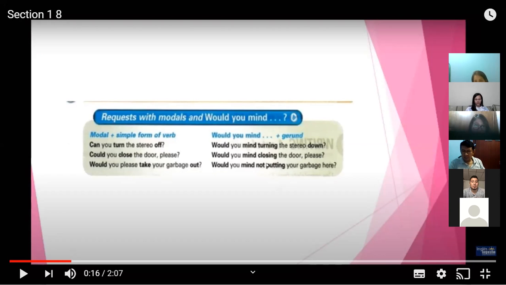Would you please take your garbage out? Okay, now would you mind and pay attention to this? So look, guys, this is very important. When you practice, please don't make mistakes with this.